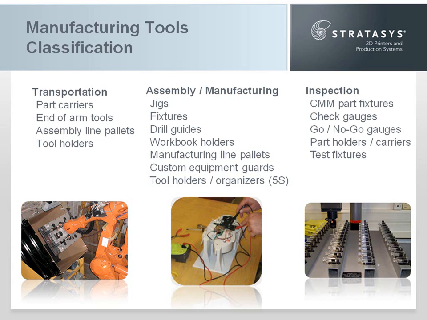The final category we've broken out as inspection tools. These are tools used to hold parts while they're being inspected, such as a CMM fixture, or tools used to check parts, such as check gauges and go-no-go gauges. Under this category, we've also got test fixtures. Oftentimes with new products, there are custom fixtures made to do life cycle testing or different component testing.